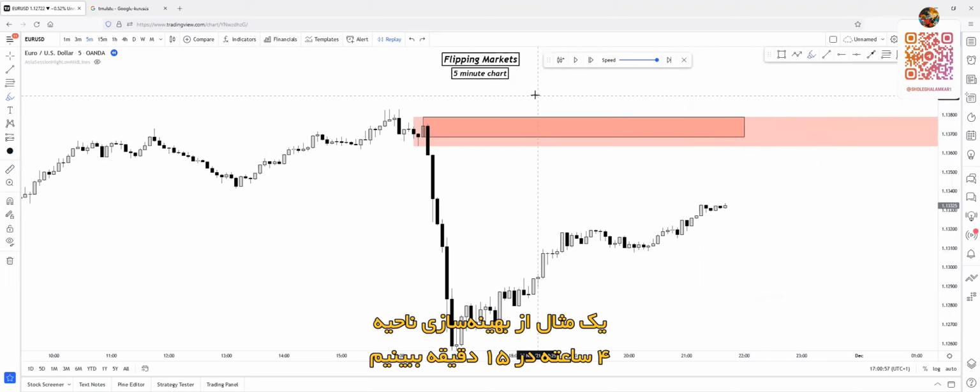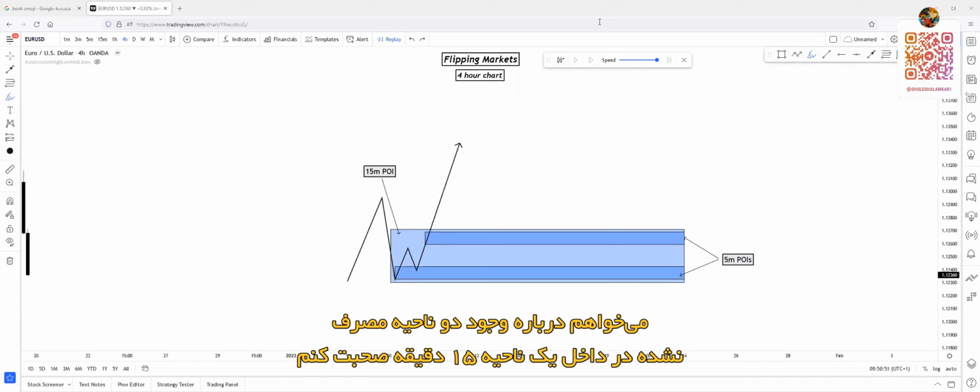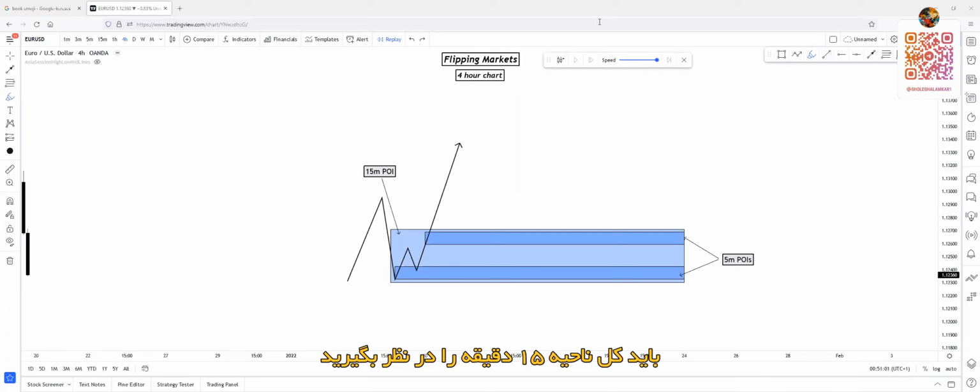Let's see this on the 4-hour to the 15-minute chart refinement. Before we continue with the 4-hour to the 15-minute refinement, I want to show you what happens if you get two unmitigated 5-minute zones inside of the 15-minute zone. If you see two unmitigated 5-minute zones inside of the 15-minute zone, you just want to keep the unrefined 15-minute zone. And if one of the zones is mitigated, you can use the other 5-minute zone as the refinement.